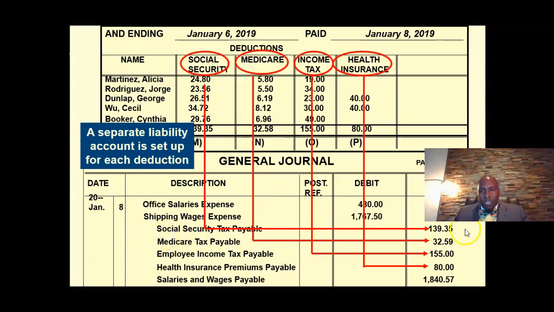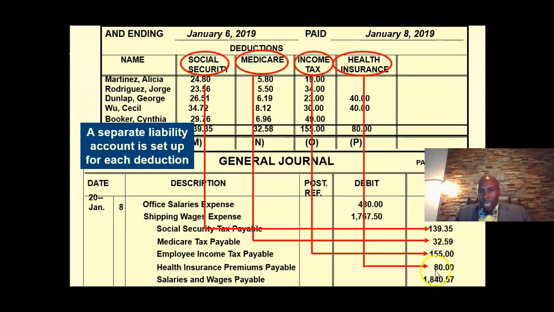So we've got Social Security tax payable, we have the Medicare tax payable, we have the employee income tax payable. This shows the income taxes withheld from the employee's earnings. We'll learn in our next chapter that the employer also has to pay income tax. So we distinguish those taxes withheld from the employee's earnings from those taxes that are paid by the employer.